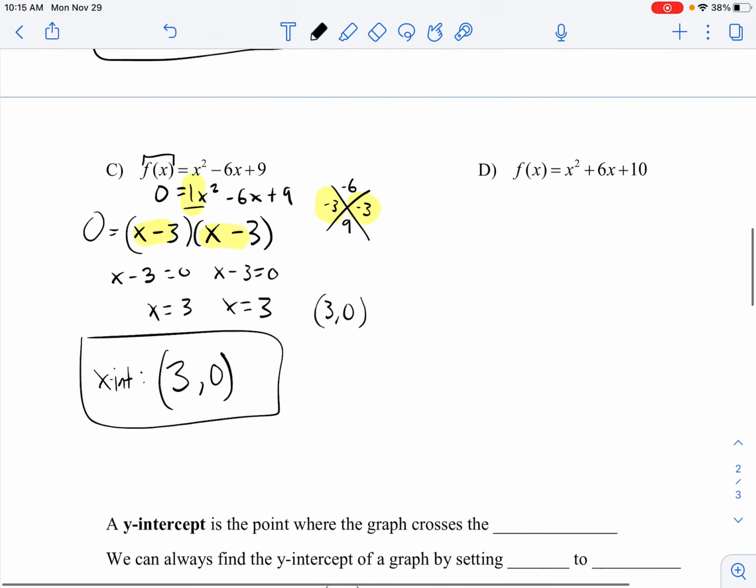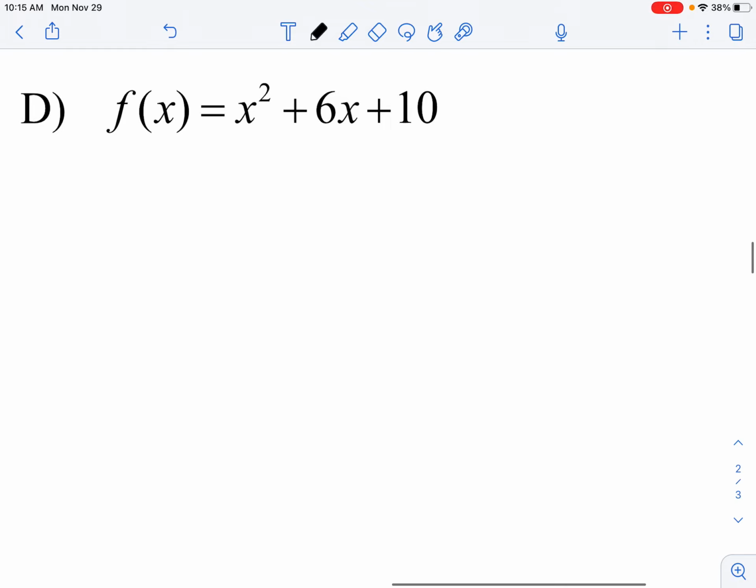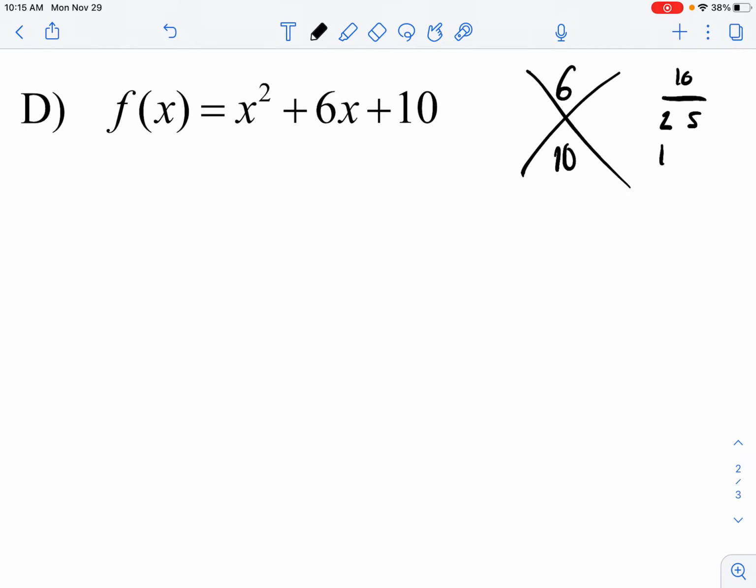Okay, one last one. So we have D, f of x equals x squared plus 6x plus 10. Alright, so similar as before, I'm going to check factoring really quick. So we have 6 and 10. Well, the only thing that multiplies to 10 is 2 and 5 and 1 and 10. And neither of these are going to add to 6, so factoring is not going to work. So it's either complete the square or quadratic formula. Now I'm a quadratic formula girl, so I'm just going to go straight into that.